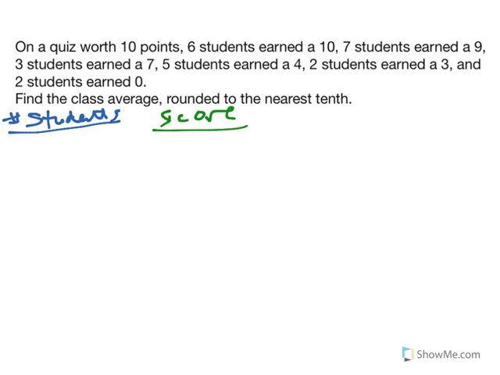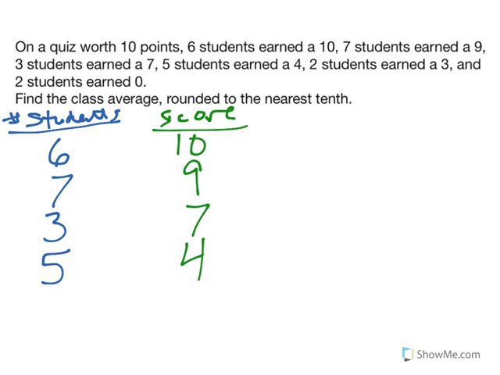We start with 6 students earned a 10. So the number of students was 6. The score they earned was a 10. 7 students earned a 9. So 7 students earned a 9. 3 students earned a 7. 5 students earned a 4. 2 students earned a 3. And 2 poor students earned a 0.